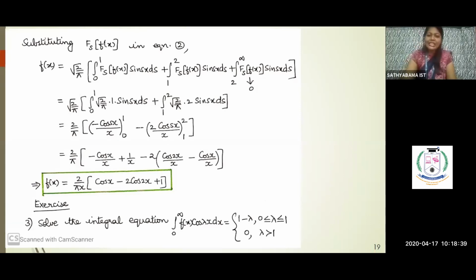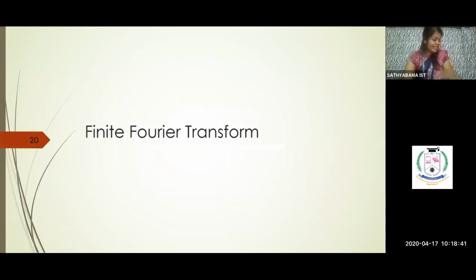So here goes the last topic. This is the very last topic. And the last topic is finite Fourier transform. Now this is a very, very different topic. And it says finite. Why do you think it says finite? Because all along, if you look at the Fourier transform definition, f of x is defined from minus infinity to plus infinity. If you look at Fourier cosine and Fourier sine transforms, you will see that f of x is defined from 0 to infinity.